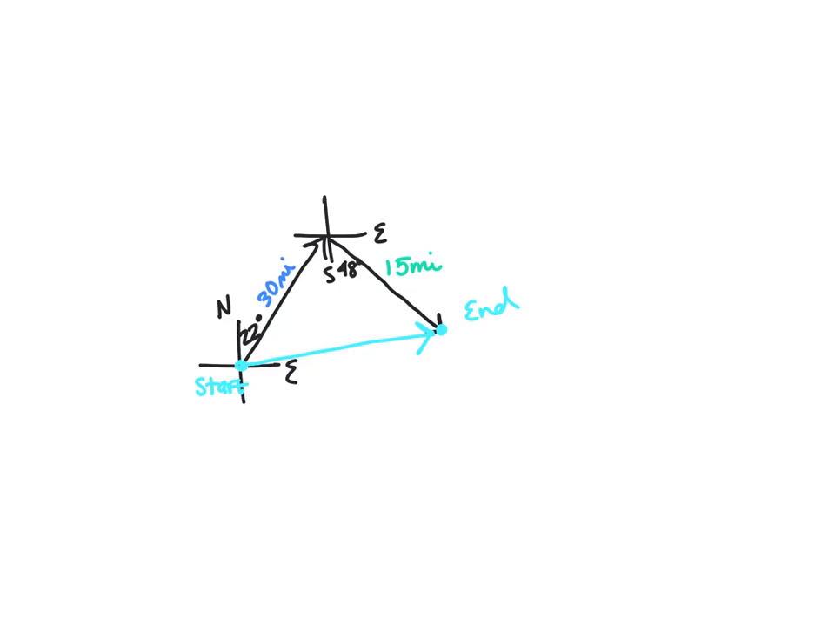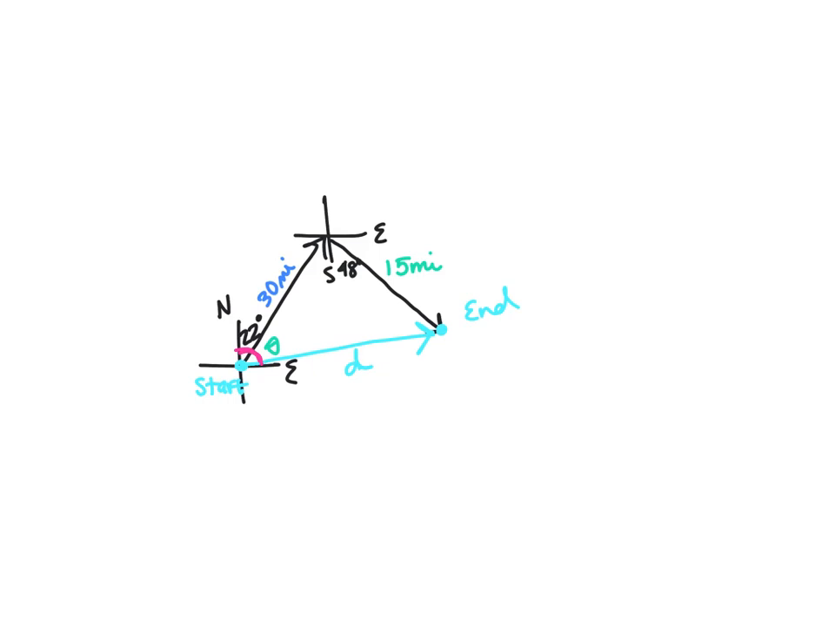So we want to find everything about the ship's resultant velocity, which means we want both the distance of that vector and we want the bearing of that vector. So we're going to need to find the length. And then we're also going to need to find what this angle is in here so that we can figure out what that entire bearing will be. So we have that angle.